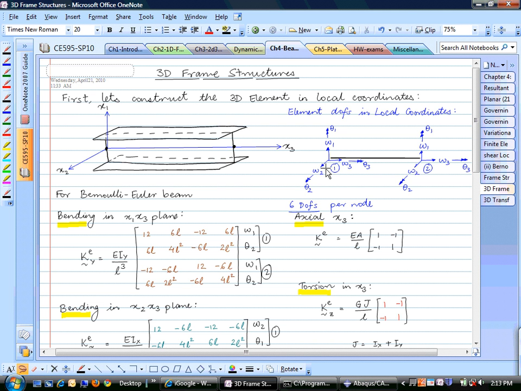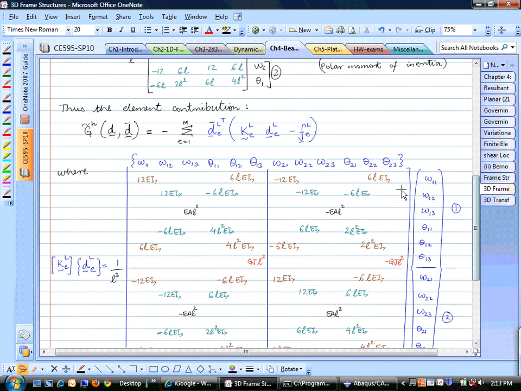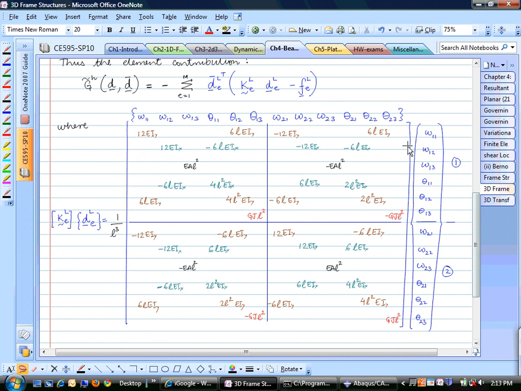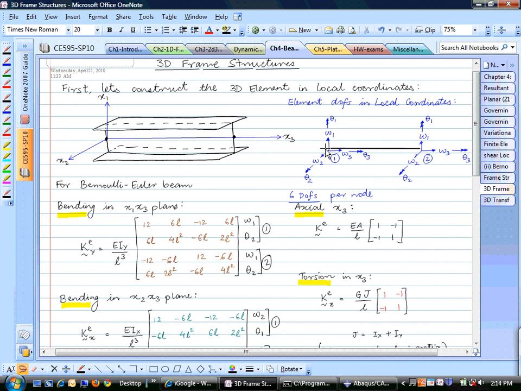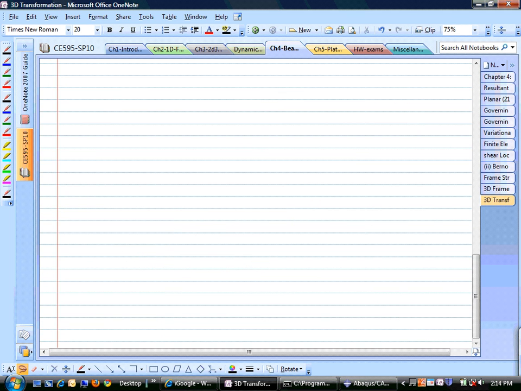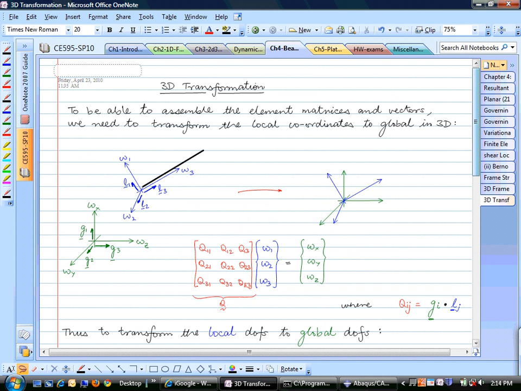Each node has 6 degrees of freedom, so the size is 12 cross 12. All the 2 bending directions are decoupled, so that allows us to write this type of matrix for a 3-dimensional frame element. But this is again only in the local axis. So if this beam is arbitrarily oriented in space, then we have to further transform it. So that's the next step for 3-dimensional frame analyses.